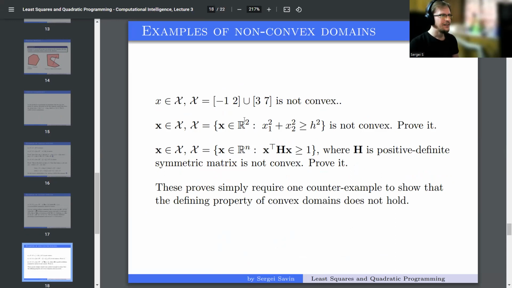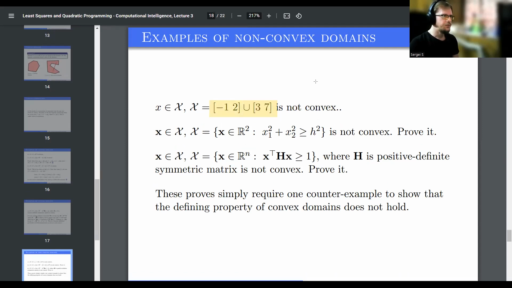Okay. Now, some examples of non-convex domains. Well, for example, this one is a non-convex domain. Why? Because it looks like this. Let me show you. From -1 to 2, and from 3 to 7. So there is a gap. You can pick a point here and a point here, and the line connecting them wouldn't lie inside the domain. So this is not convex.